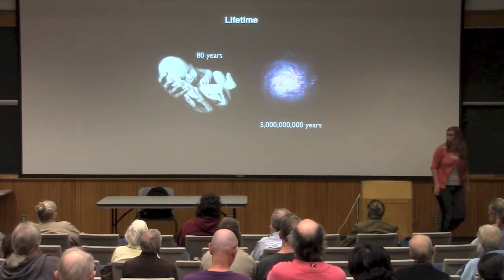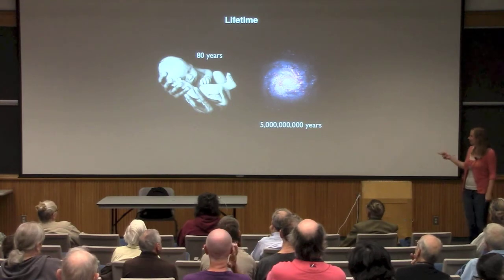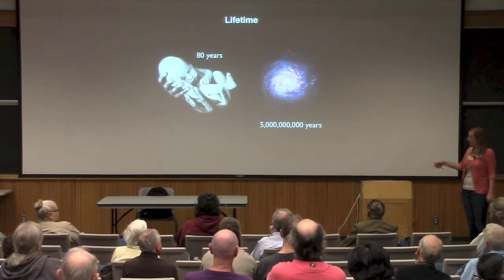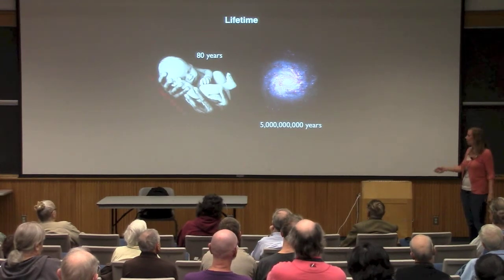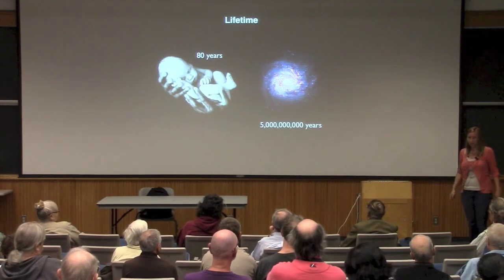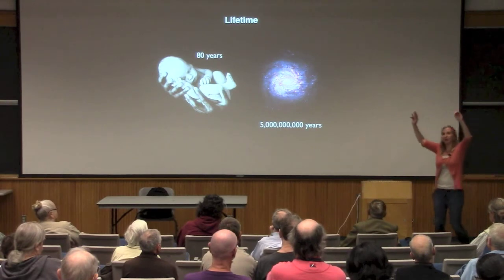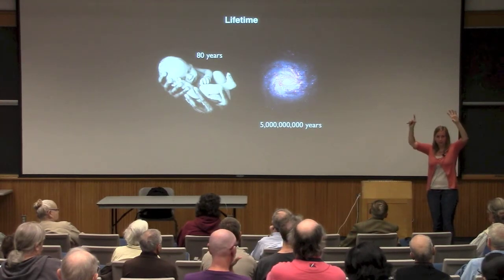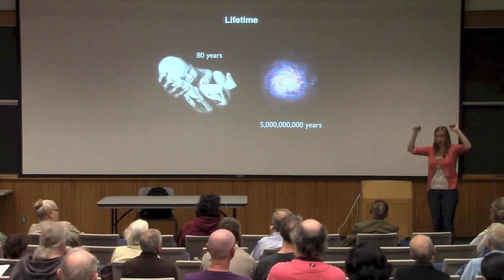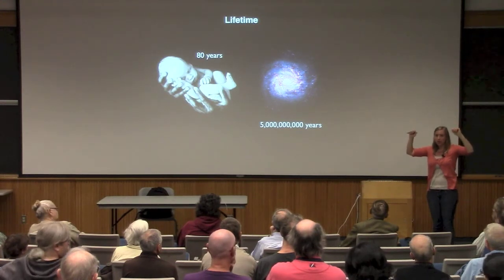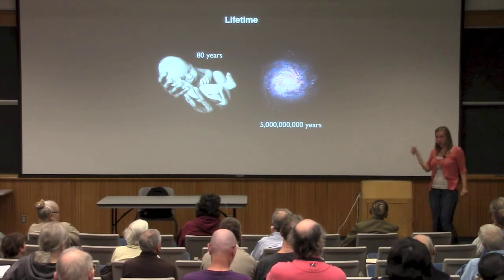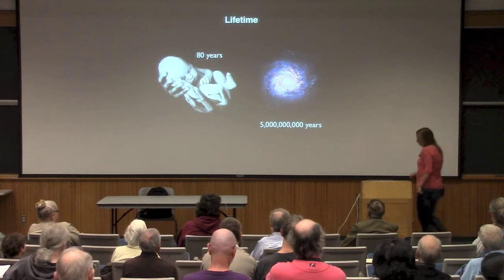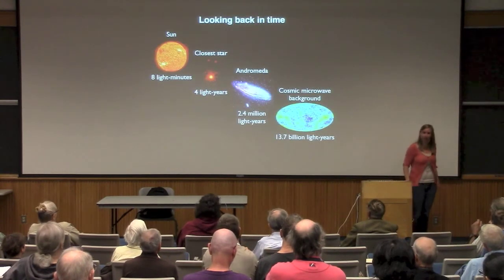So astronomers have, on one hand, the disadvantage that we cannot really see how galaxies evolve over time, because our life is about 80 years, and a galaxy here is not even dead, it's still very much alive, and it's already 5 billion years old. So if we look at the sky, we're not going to see a galaxy evolve over time, right? The galaxy is going to stay the same. The only thing you really see change in the sky are things like supernovae. But the galaxies themselves, you don't see them evolve. So that's a disadvantage. But our advantage is that we can actually look back in time.